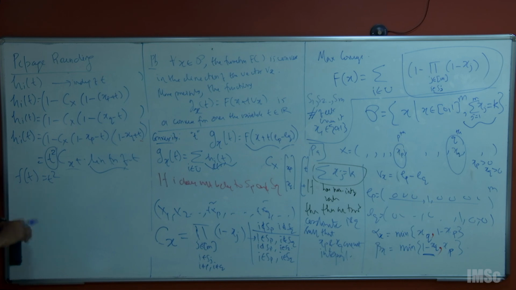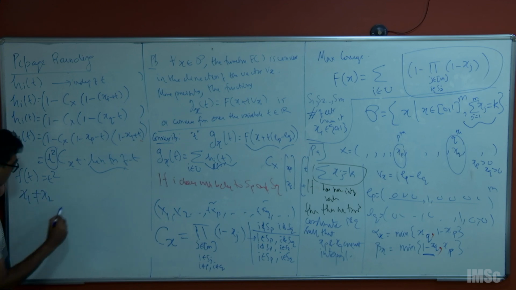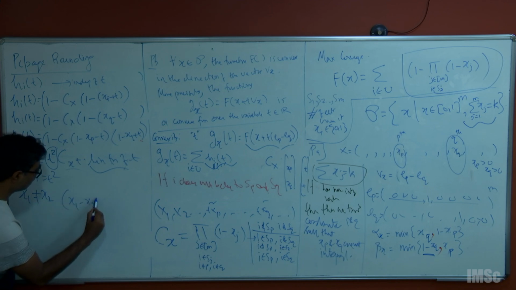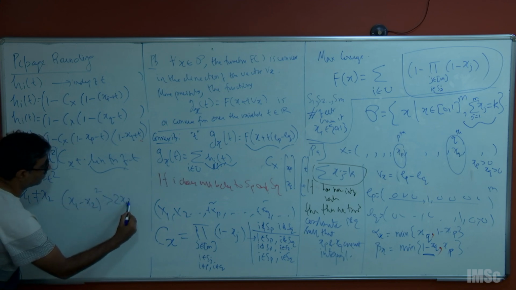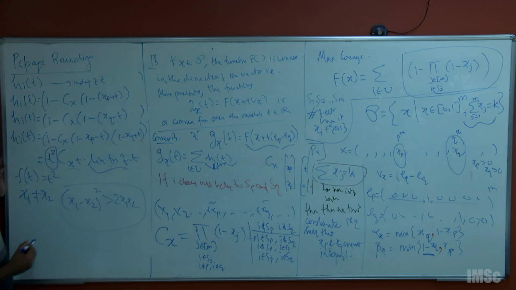The only thing, where it becomes a bit tricky, is that you should always use that if x1 is not equal to x2, then (x1 minus x2) square is greater than or equal to 0, that is, x1 square plus x2 square is at least 2 x1 x2. You will have to use this, otherwise you can keep trying and it may be a bit difficult to show.